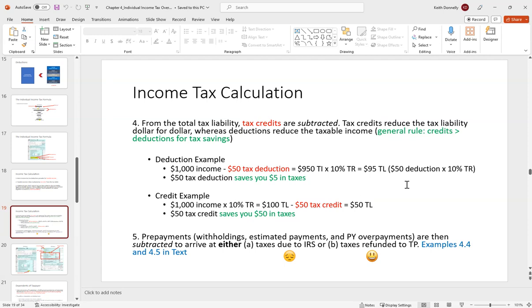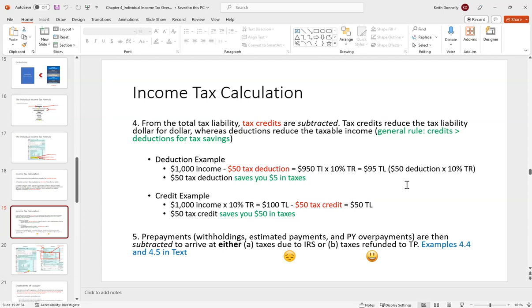You back out from that credits, as well as prepayments. And when we talk about credits, these reduce your tax liability dollar for dollar. In other words, all else being equal, a credit is normally going to be more powerful than a deduction. You can kind of think of it like a deduction, right?